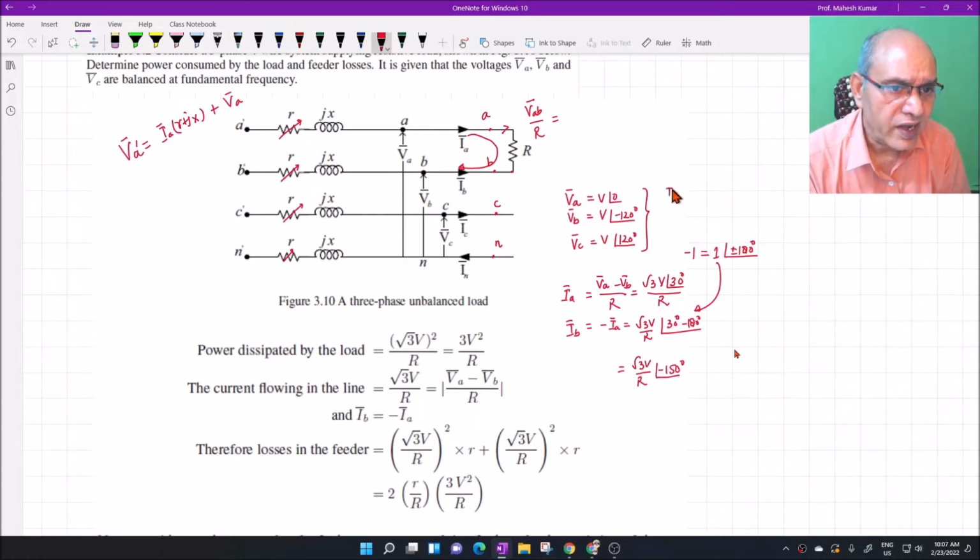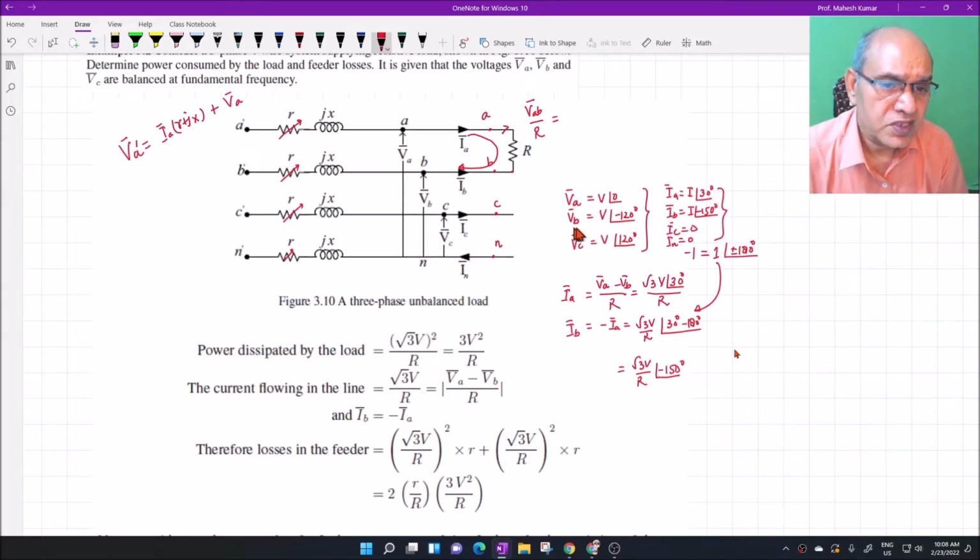So current IA is actually I, let us say, angle 30 degrees, and current IB is nothing but I angle minus 150 degrees. And IC is 0, IN is also 0. So these are the currents, these are the voltages.